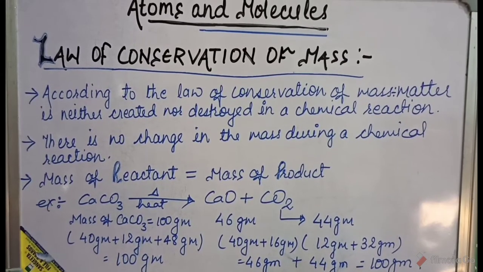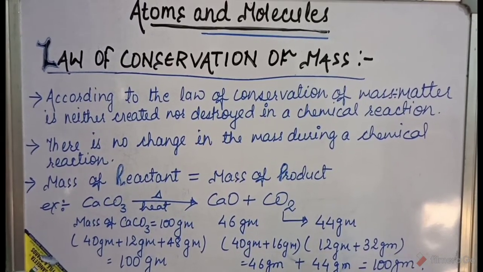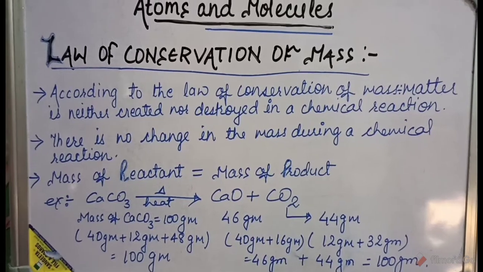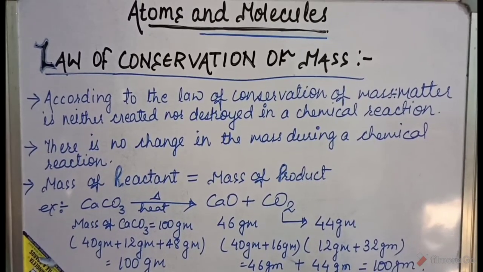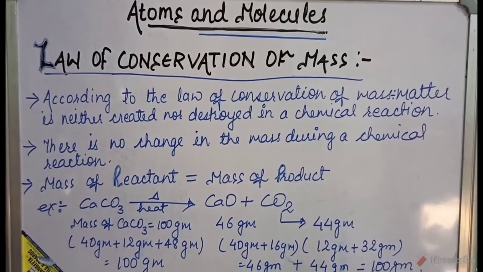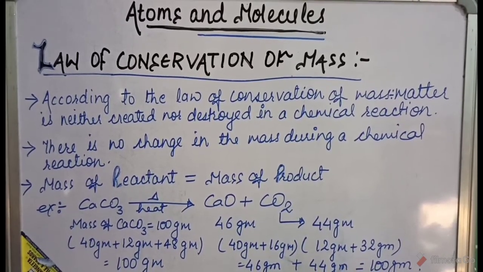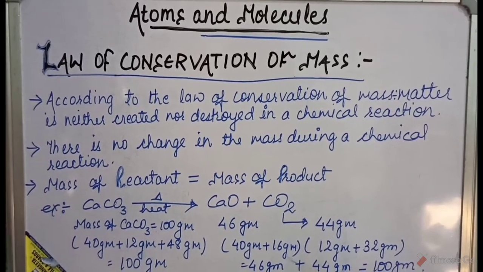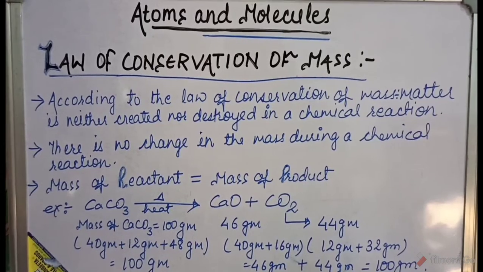Now next is law of chemical combination. So there are different laws of chemical combination. So let's discuss it one by one. Number one is law of conservation of mass. Law of conservation of mass was given by Antoine Lavoisier, and Antoine Lavoisier is also known as father of modern chemistry.